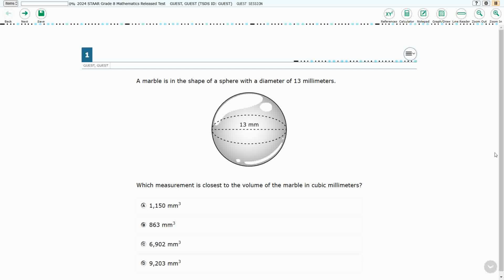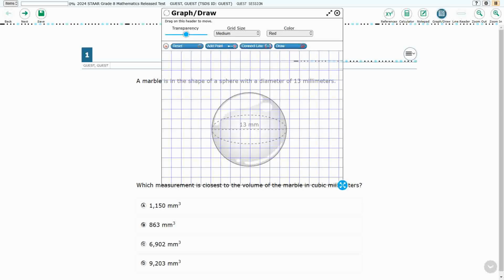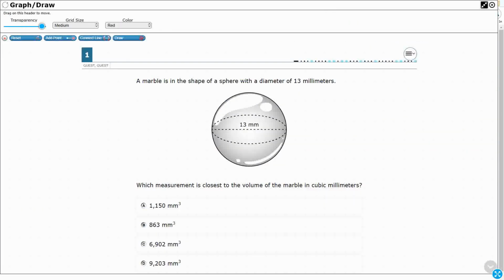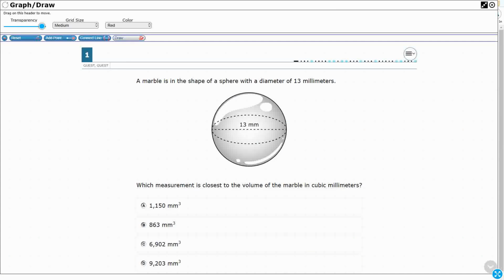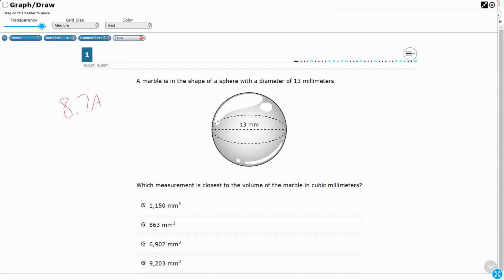For number one, we are looking at volume. This is standard 8.7a, and we've got an image here of a marble. Kind of looks like a basketball, but either way, it's a sphere, and it's got a diameter of 13 millimeters, and we need to find the measurement closest to the volume.